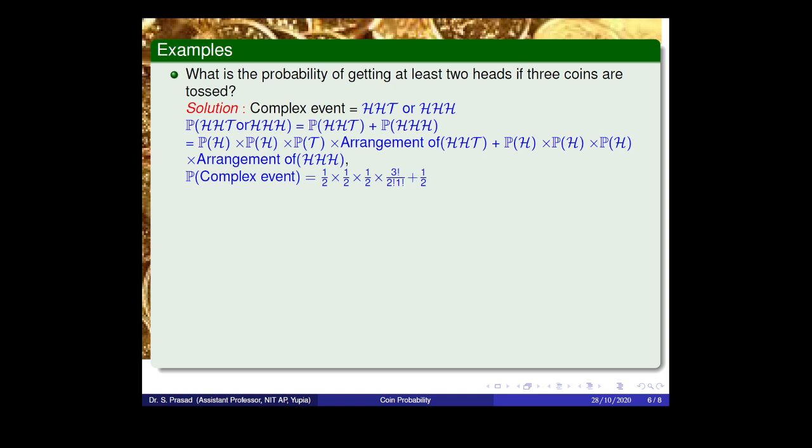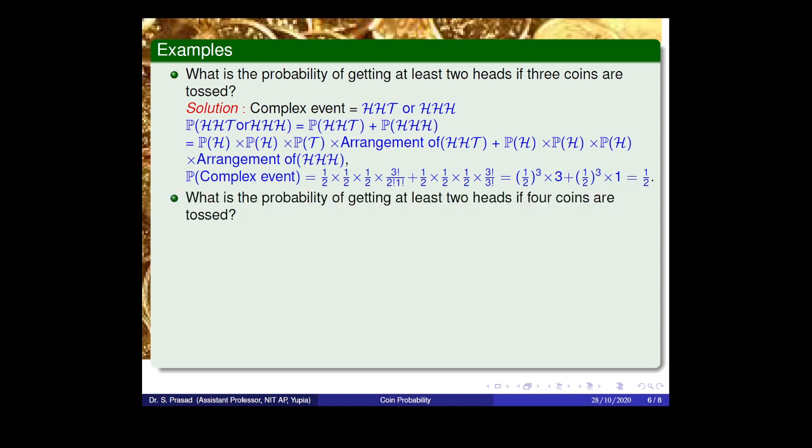And now we go for the plus. The probability of H is half, the probability of H is half, the probability of H is half, and the arrangement of HHH is 3 factorial upon 3 factorial. After that we calculate 1 by 2 to the power 3 into 3 plus 1 by 2 to the power 3 into 1.